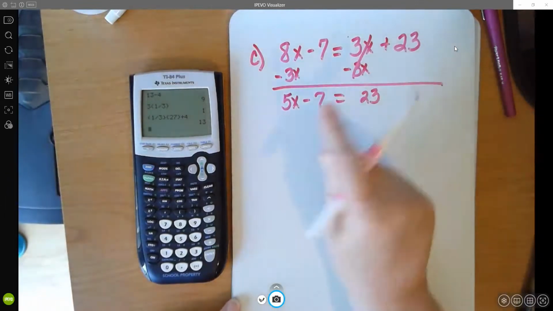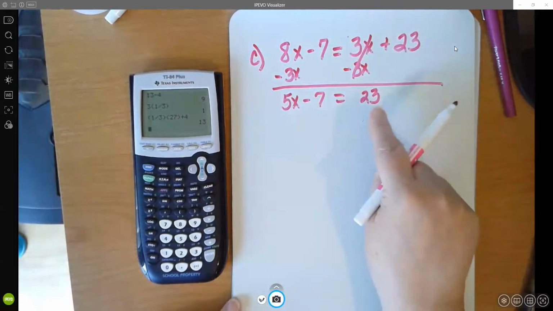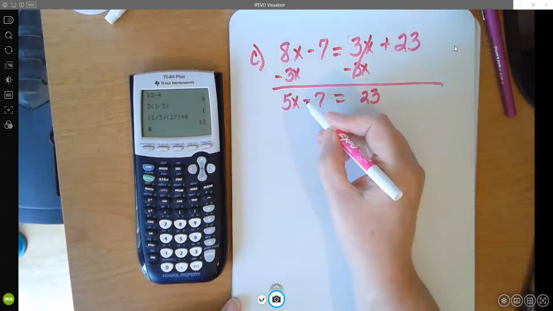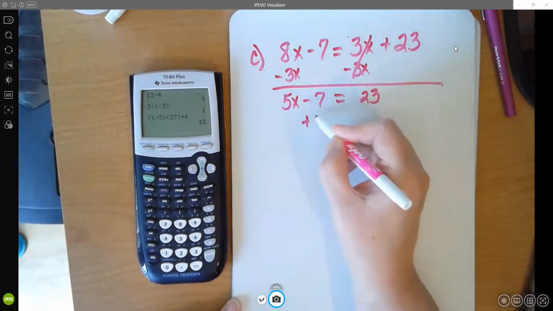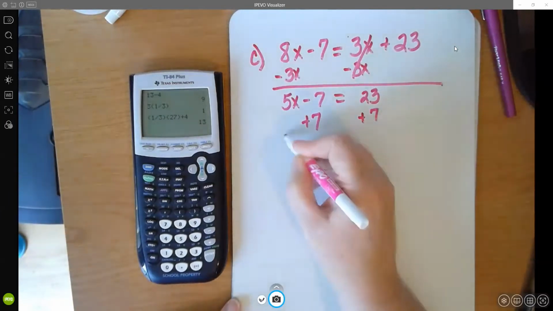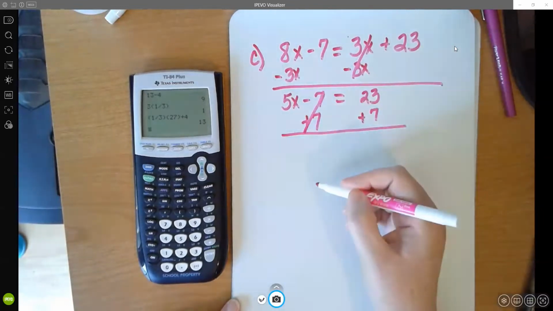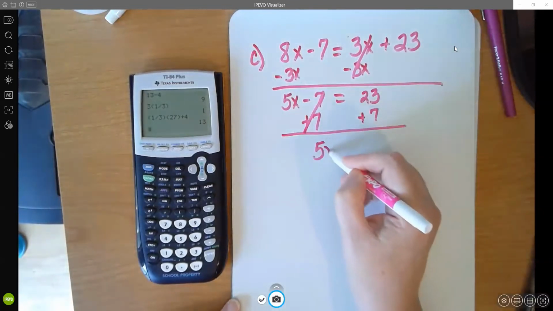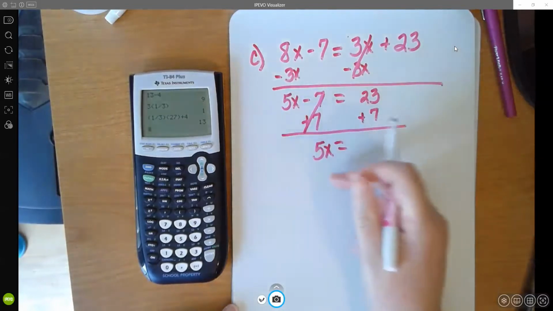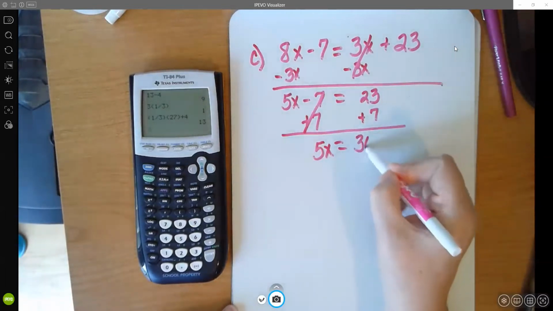Okay, now I need my 7, which is a number by itself, over here with the 23, which is a number by itself. So I'm going to do the opposite. The opposite of a negative 7 is a positive 7. What I do to one side, I have to do to the other side. So negative 7 and positive 7 add to 0, so they cancel and leave nothing. I leave my equal sign exactly underneath. Bring that 5 in toward the equals. 23 plus 7 equals 30.